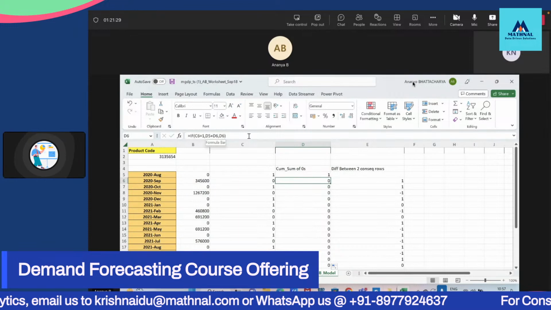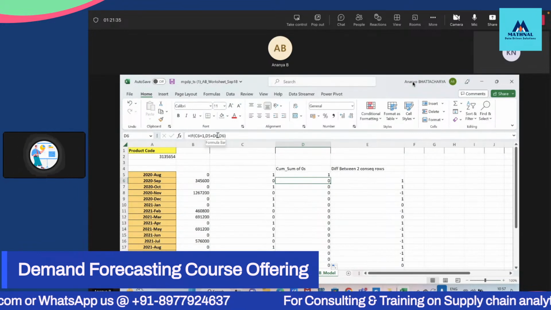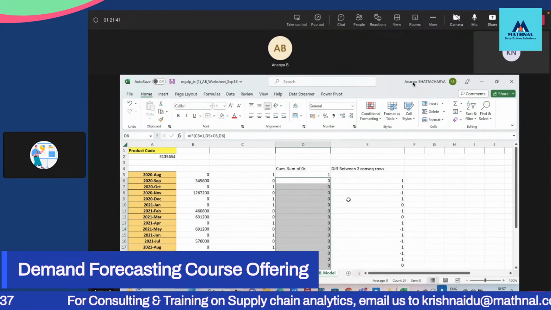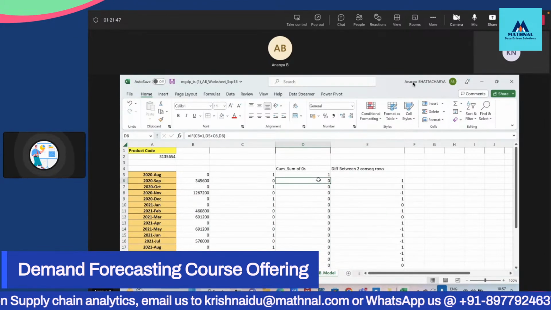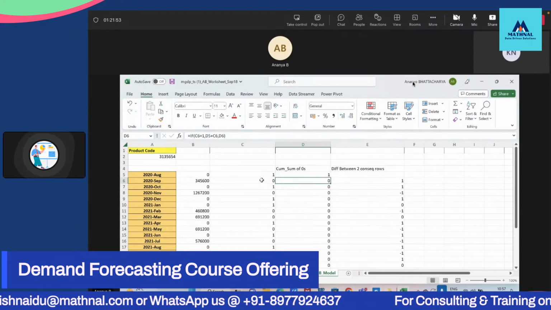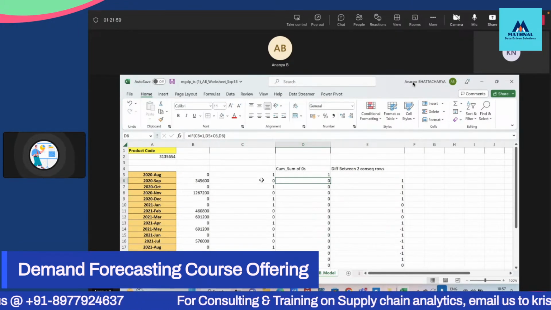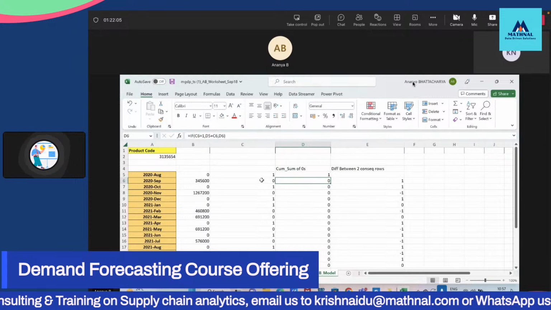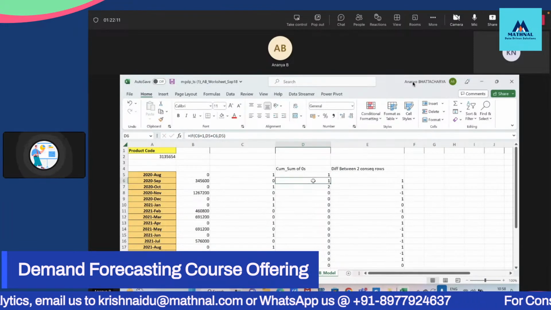Make it d6, not d5. d5 plus c6. Now enter and drag the formula. It's not working. So if c6 is equal to 1, then we want d5 plus c6. If c6 is not equal to 1, then we want d5. Put d5 there instead of d6, in the last else option. Yeah, d5. Enter and drag.